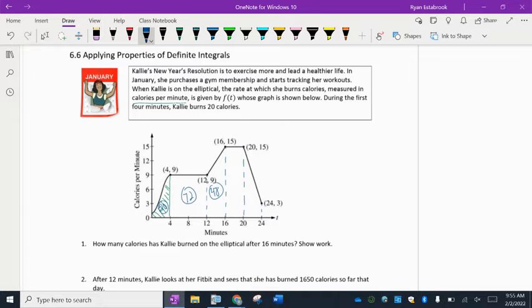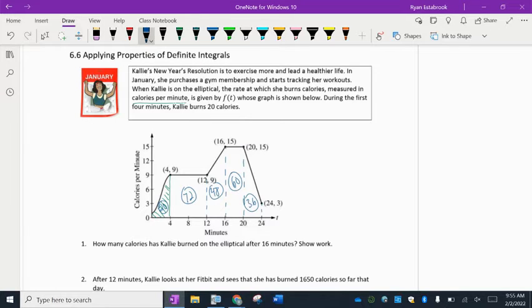The next region is another rectangle. Base times height. The base is 4. The height is 15. If we multiply those, I know that's going to be 60. And then the last one is another trapezoid. Average your bases times your height. Anybody get the area for this last one? 36. All right, so now we have all that information.